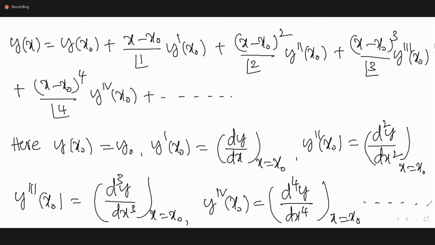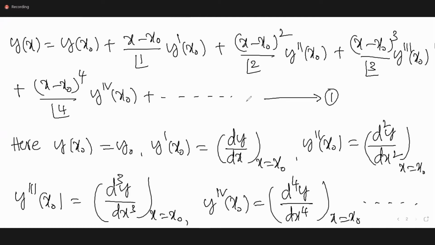So for a given function, what is our aim? First we have to calculate the first order derivative, second order derivative, third order derivative, fourth order derivative at a point x is equal to x naught, and substitute in this Taylor series expansion. We get y of x. At x equal to 0.1, we get the approximate value of y of x, at x equal 0.2, at x equal 0.3. And correct up to how many decimal places? 4 decimal places.